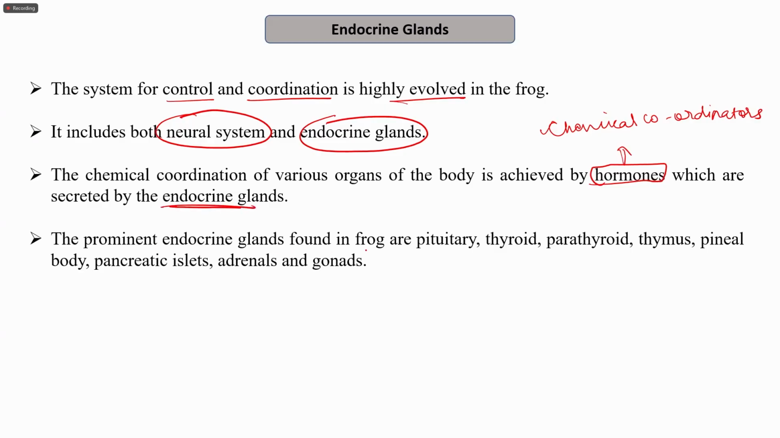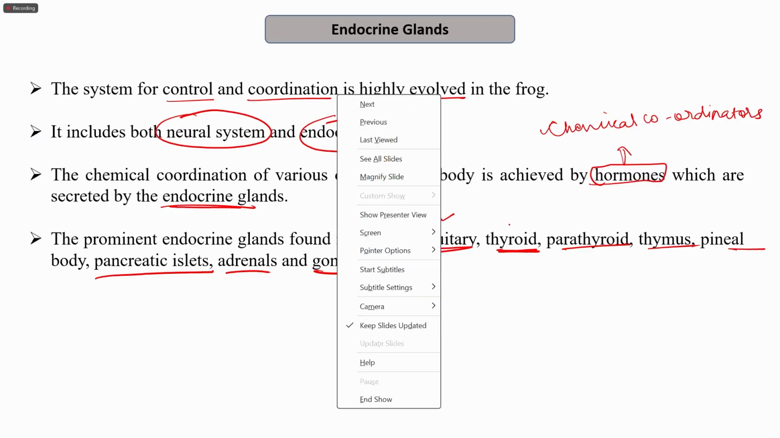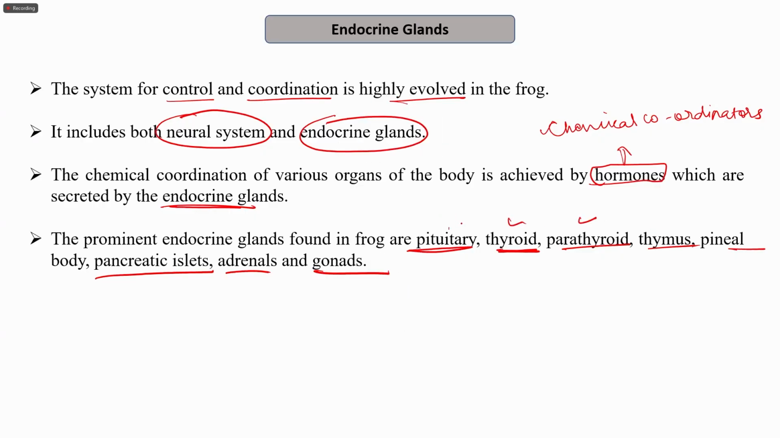The prominent endocrine glands that are found in the frog are the pituitary gland, thyroid gland, parathyroid, thymus, pineal gland, pancreatic islets, adrenal glands, and gonads. So these are the prominent endocrine glands which are found in the frog. That is pituitary gland, thyroid, parathyroid, thymus, pancreatic, adrenal, and gonads.